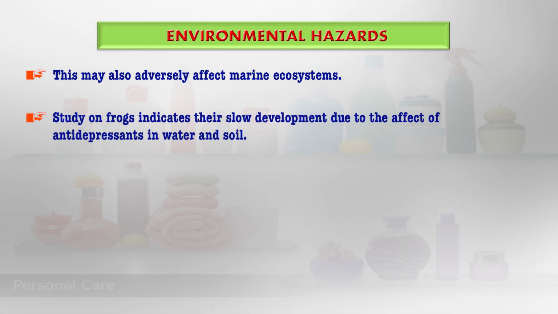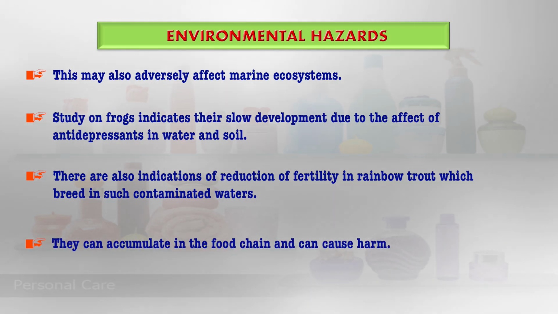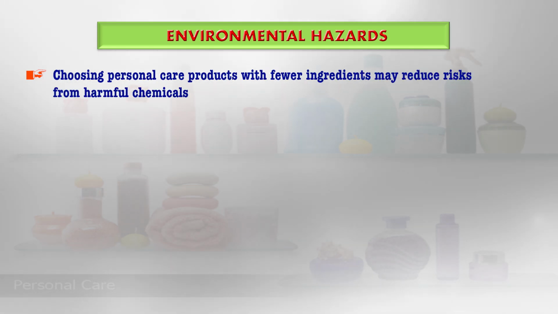A study on frogs, this research report, indicates that there is slow development due to the effect of the antidepressants in the water and also in the soil. Then there are also indications of reduction of fertility in the rainbow trout, which breed in such contaminated chemical waters. All these are some examples which have been observed by various scientists. They can also accumulate in the food chain and then cause harm. Therefore, choosing personal care products with fewer ingredients may reduce risk from the harmful chemicals.